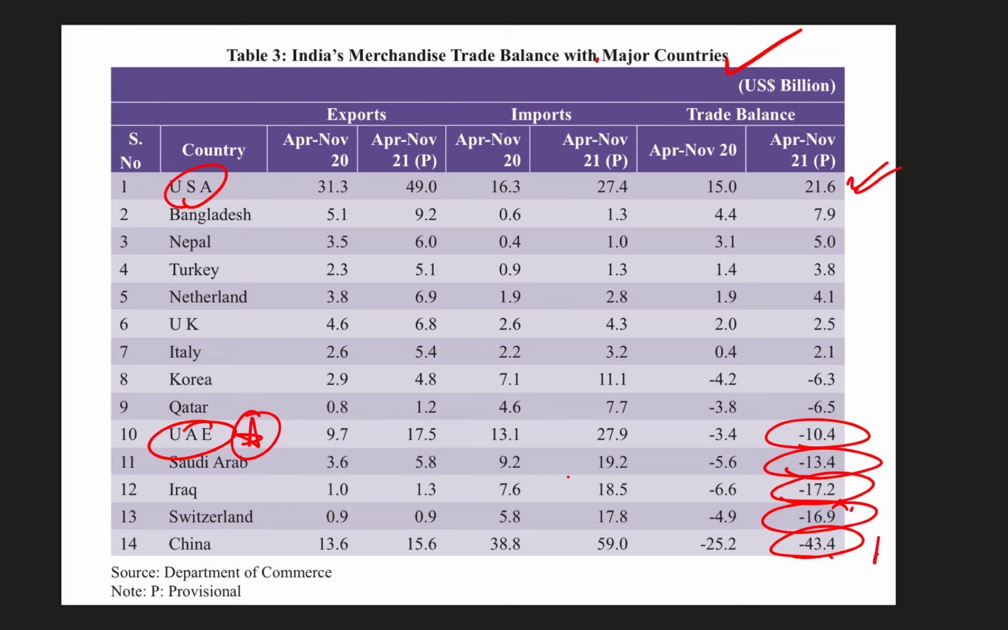But when it comes to China, you can see that there is heavy import dependency and therefore we have a negative trade balance. Also, UAE, despite the fact that it is the second largest export destination, we still have a lot of trade imbalance and trade is not in our favor because of the crude oil imports from UAE.